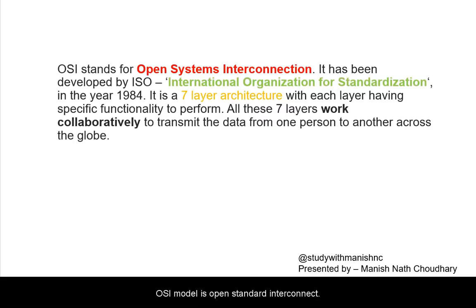OSI stands for Open Systems Interconnection. It was designed and developed by ISO in 1984, and the OSI model has 7 layers. All layers are very important for their design purpose, all layers have a very meaningful purpose, and all are working seamlessly together.